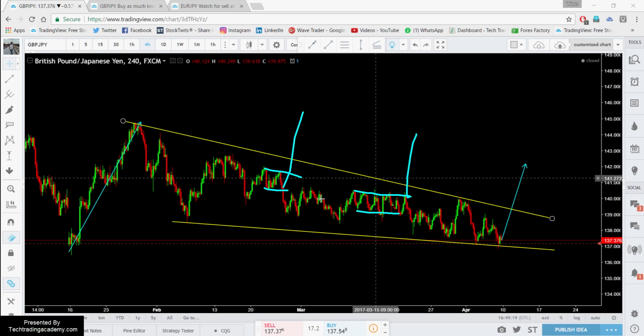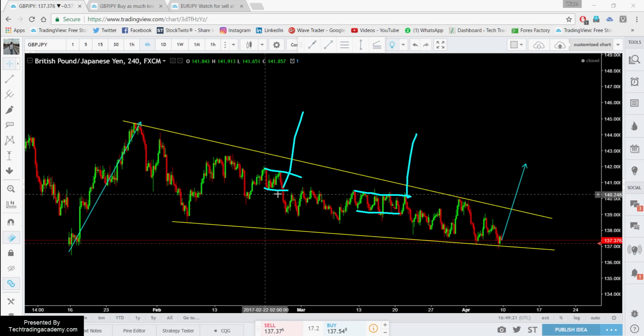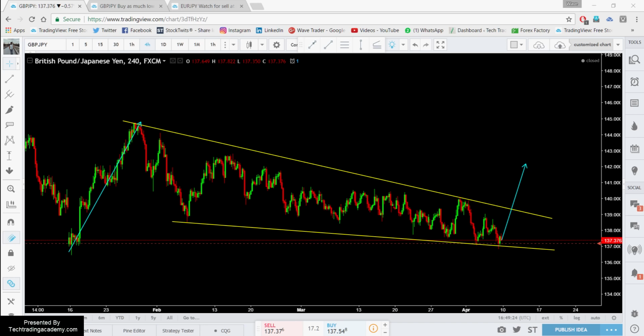If you remember, last week one guy came to me and said he was looking to buy the breakout somewhere here, close to 141.500, and he lost $30,000. When you are just following anyone blindly, without open eyes, you are always going to lose that.